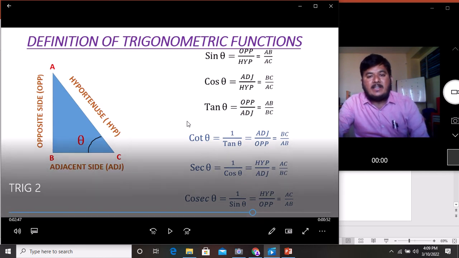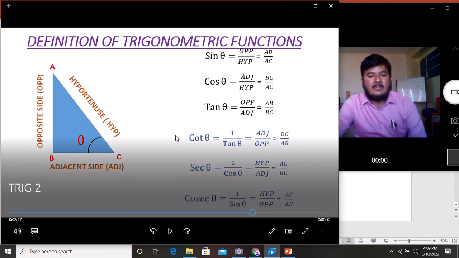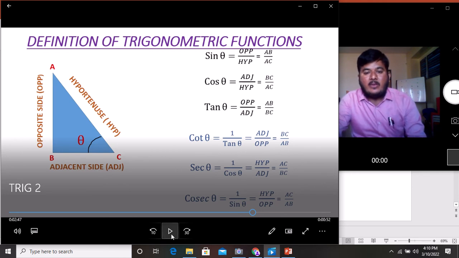Now, what is the application of trigonometric functions? Here you know only one angle, 90 degrees. So there are 5 unknowns. AB I don't know, BC I don't know, AC I don't know, the angle BAC also I don't know, and angle BCA also I don't know. Only this angle I know, 90 degrees. If you know any one angle between these two, and any one side, then the remaining things you can find out by the application of trigonometric functions. Let's see how you can find out.